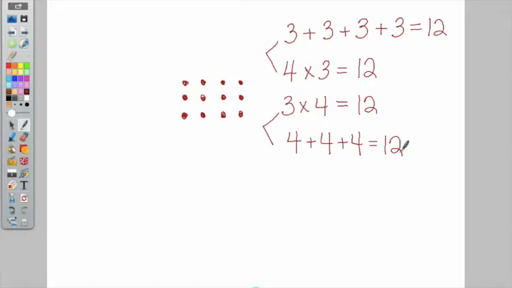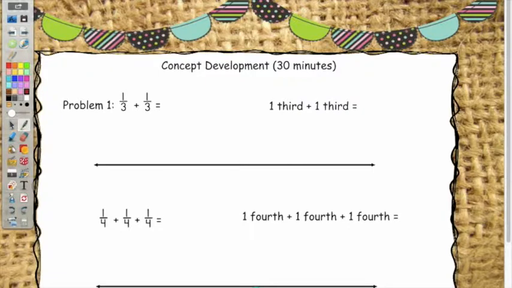Okay? Now, let's say I put that on a number line. Would I hop to 4 and then hop to 8 and then hop to 12? Yes, I would. Okay? So that's what we're doing today, but we're using fractions.